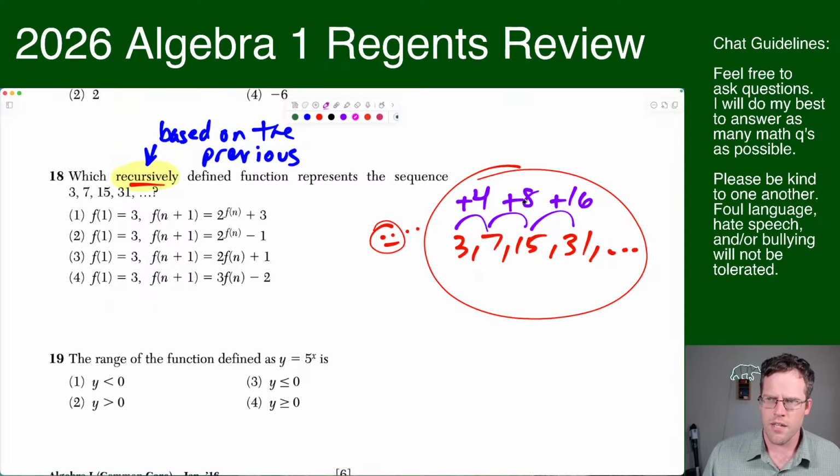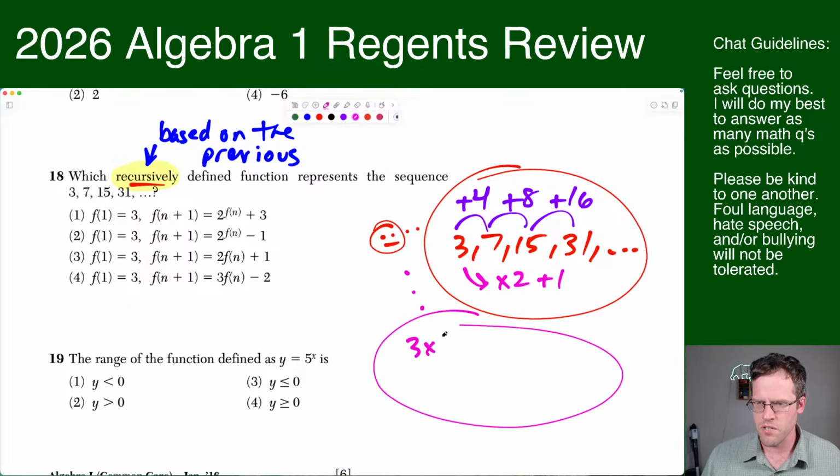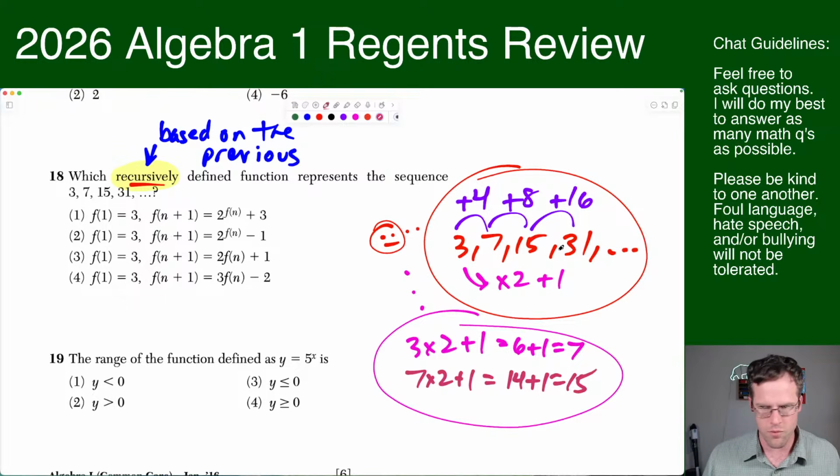Some people might say, all right, that's how much it's increasing. Or some people might say, all right, we're going times 2 and then +1. And that seems to work too. If we go that route, 3 times 2 + 1 would give us 6 + 1 is 7. So 6, 7 there. Then if I do it again, 7 times 2 plus 1 is 14 plus 1, which is 15. 15 times 2 plus 1 is 31. So that seems to be it.